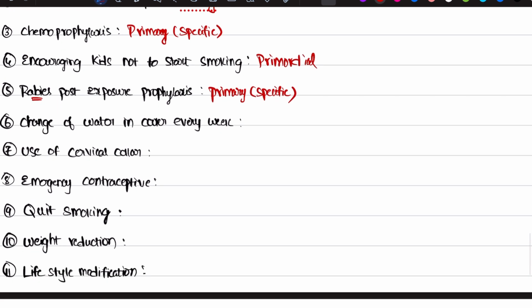So the next example is changing the water in the air cooler every week. What does this come under? We are changing the water, because this comes under the primordial level.